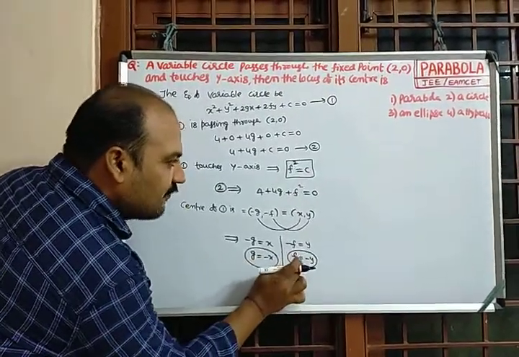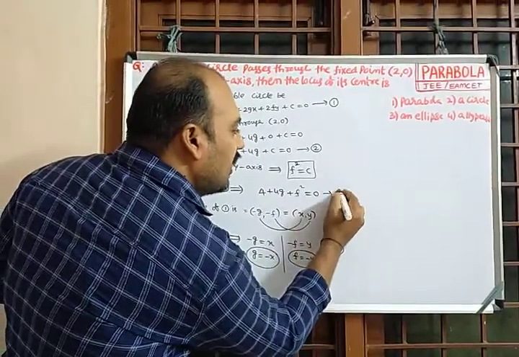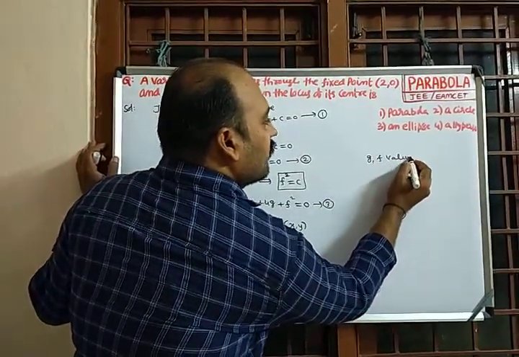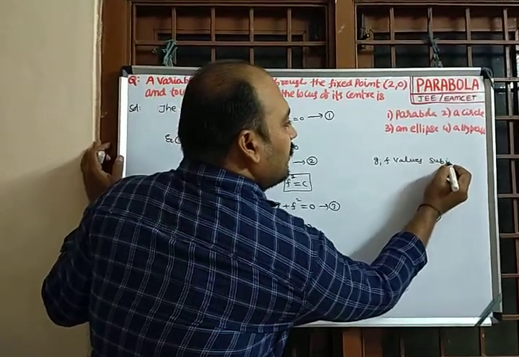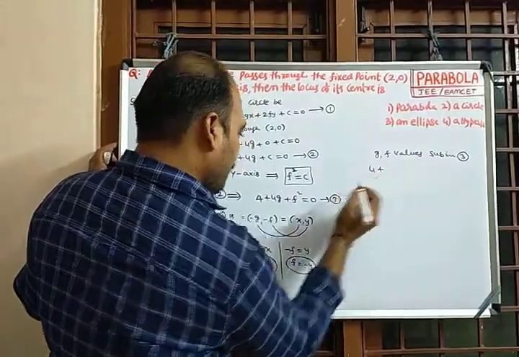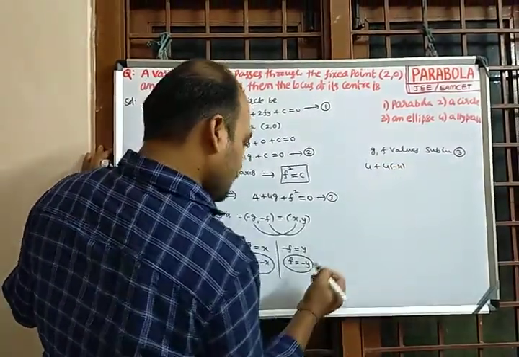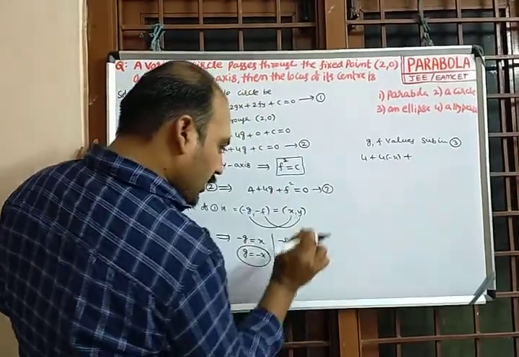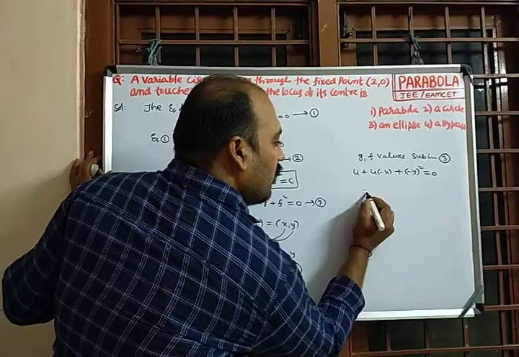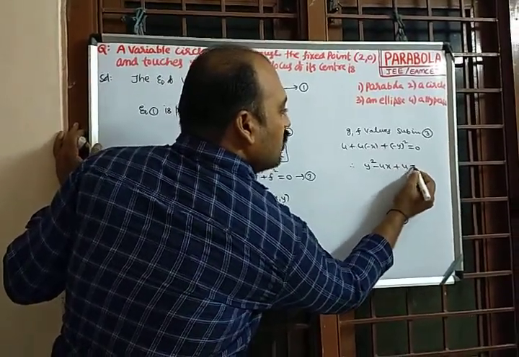So the g, f values substitute in this condition. You can assume this is 3. Substitute the g, f values in 3. So 4 plus 4g means 4 into minus x, plus f square. F square means minus y whole square. Therefore it becomes y square minus 4x plus 4 equal to 0.